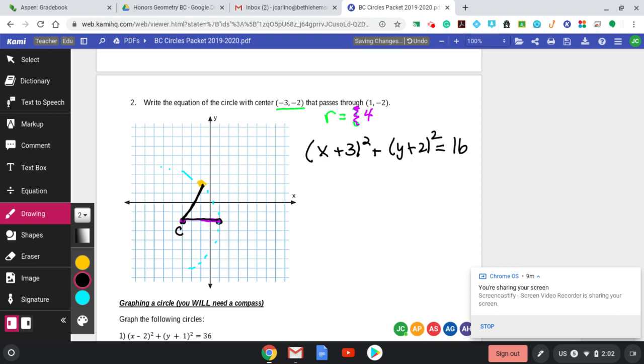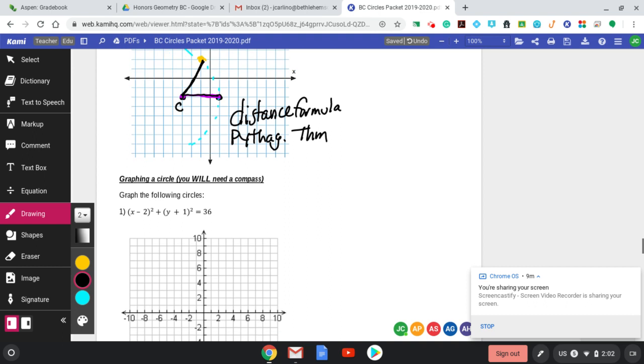you could either use distance formula, or, as we've talked all year long, the alternative to distance formula, Pythag. Okay, so just watch out for that, all right? Because I think that's going to come up and get you when you try the assignment. So if it's not easy to count the radius, do distance formula or Pythag, okay? All right, moving on.